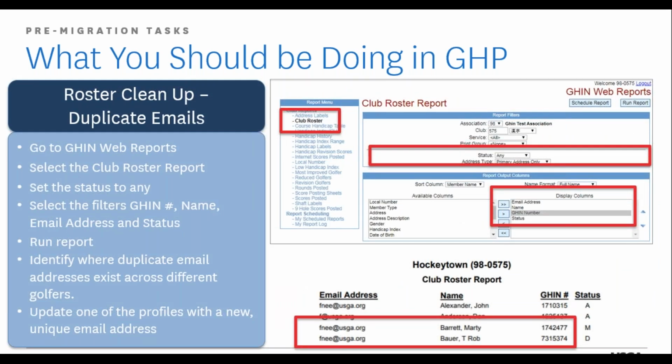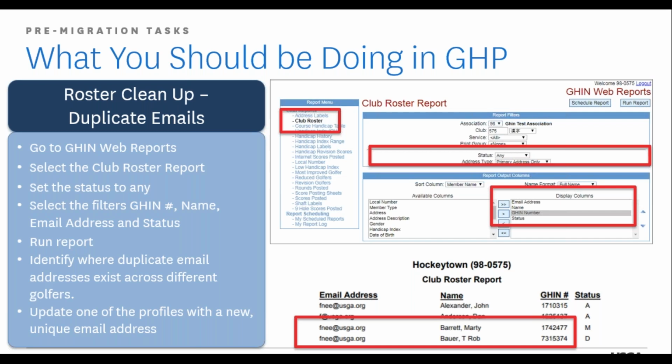Okay, duplicate emails. Another change in the new platform, and I'm going to say this a couple times to make sure that we're all on the same page. In the new platform, email address for the golfer must be unique. So today in GHP, a husband and wife or a parent and child can share an email address. In the new world, the email address will be unique to the GHIN number. So we will not be able to support duplicate email addresses within the new platform.